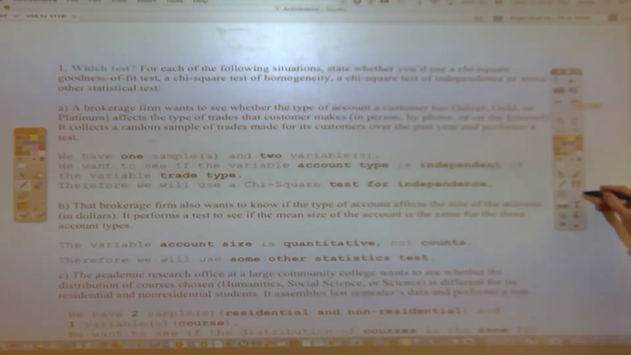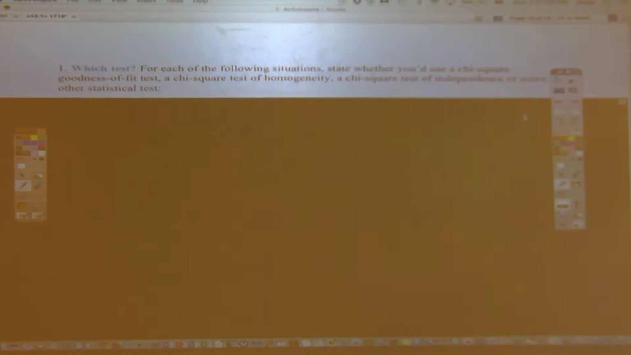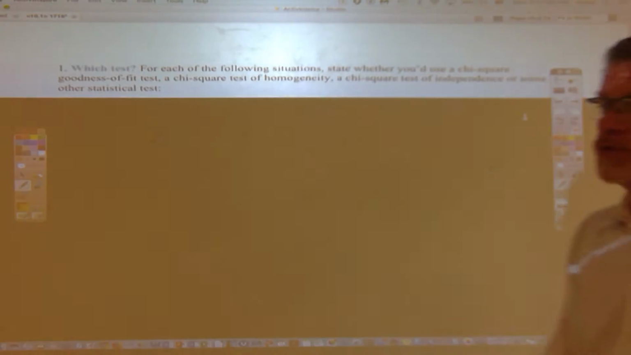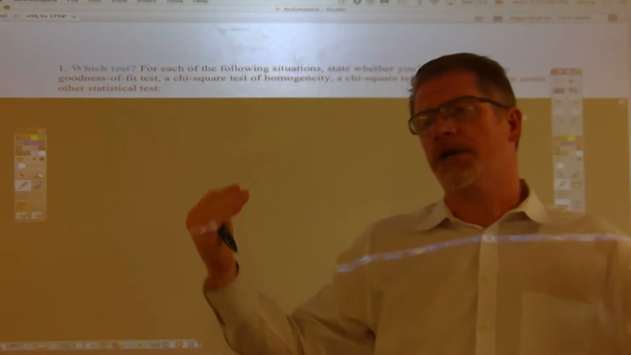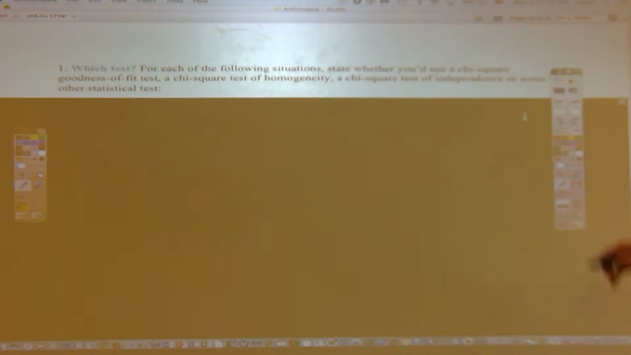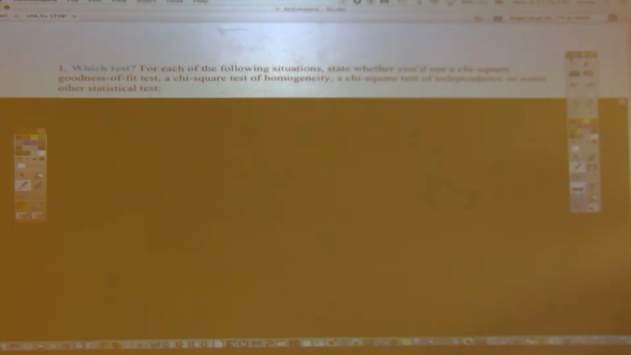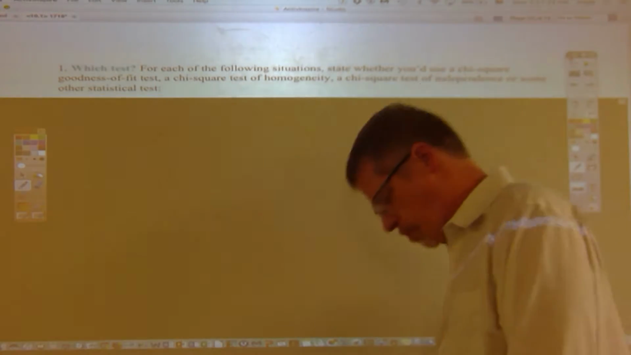It's time to get on to our next example. So we have problem 1. Notice we just finished problem 23. Problem 23 was the Titanic problem. That was a tough one. That puts it all together. Now we're going to look at the individual pieces. For each of the following situations, state whether you'd use a chi-squared goodness of fit test, chi-squared test of homogeneity, chi-squared test of independence, or some other statistical test.